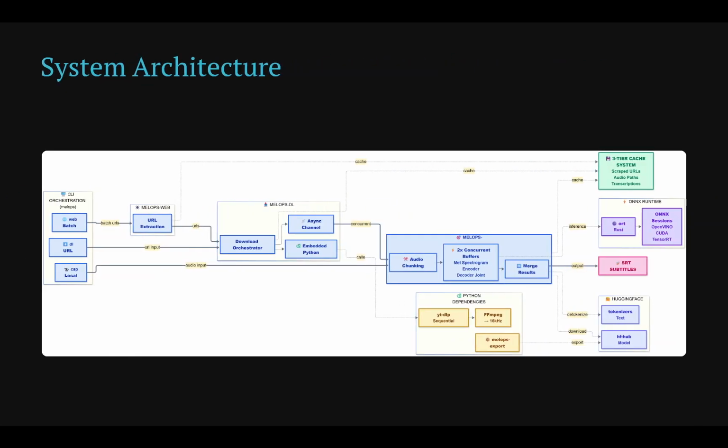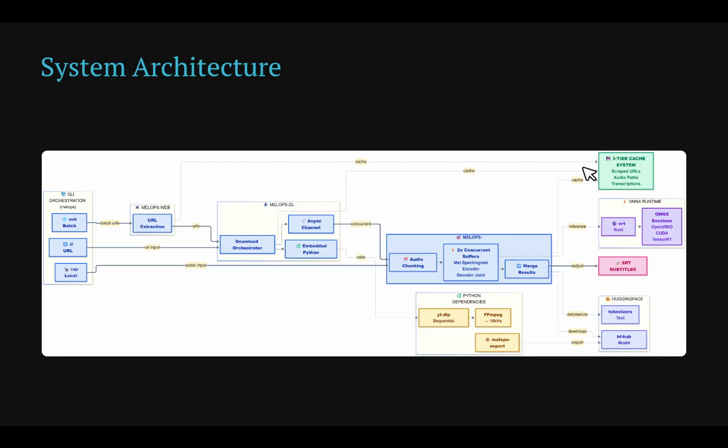This diagram shows the architecture from left to right. On the left, the CLI orchestrates three commands for scraping URLs, downloading videos, and processing local files. All use yt-dlp and FFmpeg for audio extraction. The ASR engine processes audio through Mel spectrogram conversion, chunking, and TDT inference. Results are merged and detokenized.